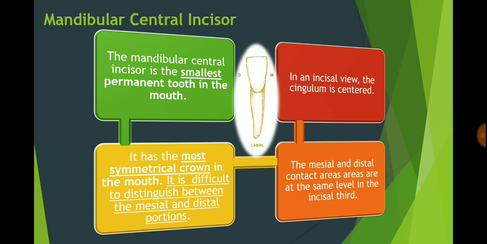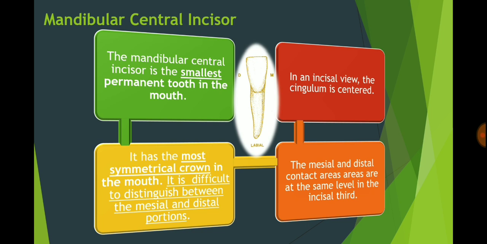The mesial and the distal contact areas are at the same level in the incisor third. Now remember, according to the curve of Spee, the mesial contact area is usually more coronal compared to the distal contact area. But because the mandibular central incisors, tooth number 24 and 25, are straight, they contact in the same area, which is the incisor third. Remember that.